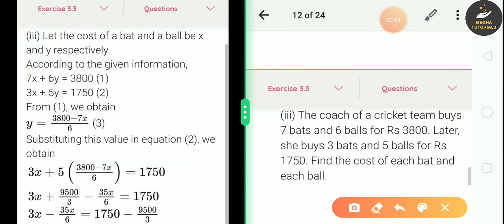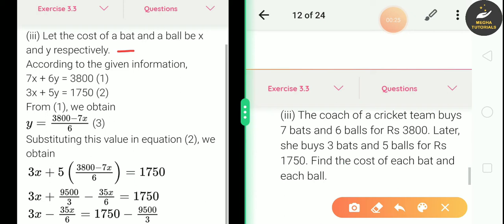Question 3. The coach of a cricket team buys 7 bats and 6 balls for rupees 3800. Later she buys 3 bats and 5 balls for rupees 1750. Find the cost of each bat and each ball. Okay, so let's start. Let the cost of a bat and a ball be rupees x and y respectively.